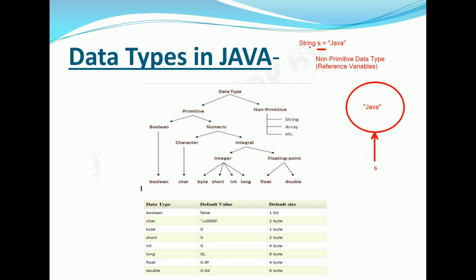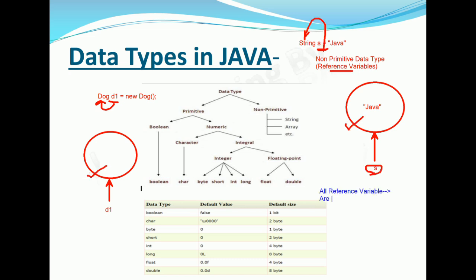So non-primitive data types are the variables of some object type. So here in this case the object type is string. In my previous lectures I took the example of the dog class, right? Let's say if I create the object Dog d1 equal to new Dog. So here d1 is the reference variable of non-primitive data type Dog, which means d1 is a reference variable pointing to a Dog object. So all reference variables are of non-primitive data types. That means they reference an object of some class in Java. So this is the difference between primitive and non-primitive data types.